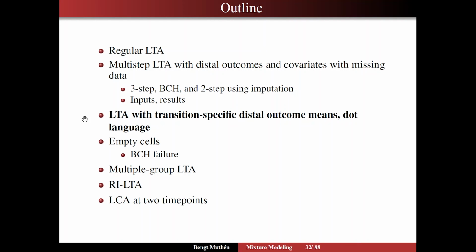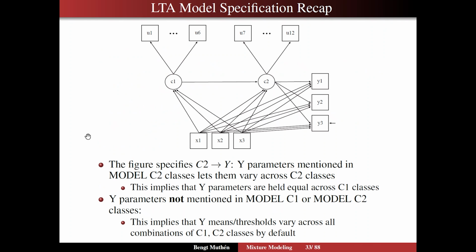On slide 32, we turn to LTA with transition-specific distal outcome means, introducing the so-called dot language. If you look at this picture again, that we used for a multi-step LTA, where we have the measurement part up here, distal outcomes out here, and covariates down here, let's remind ourselves what this picture means.